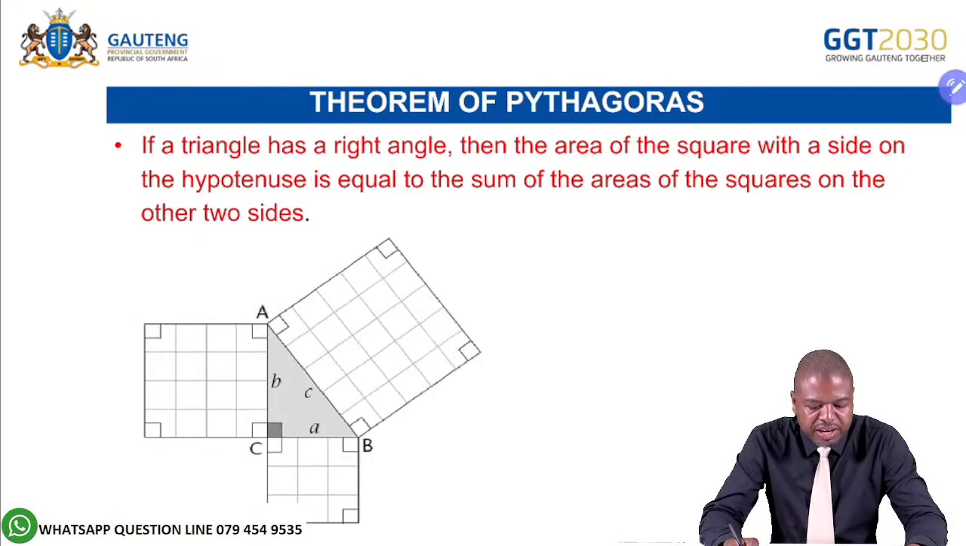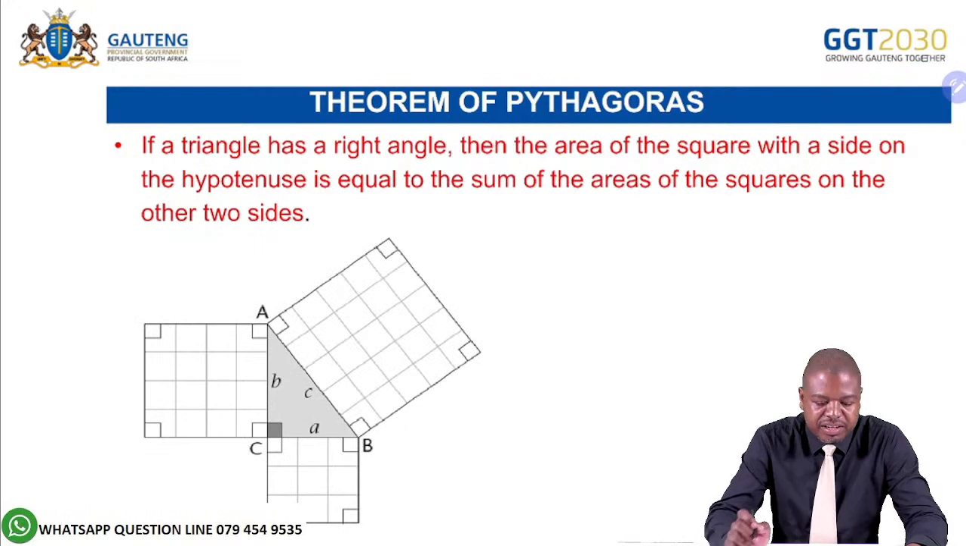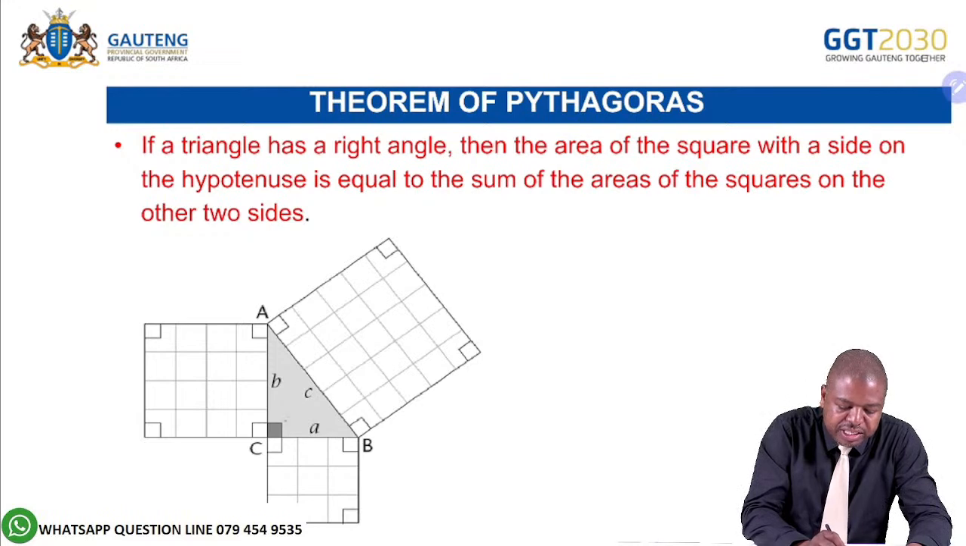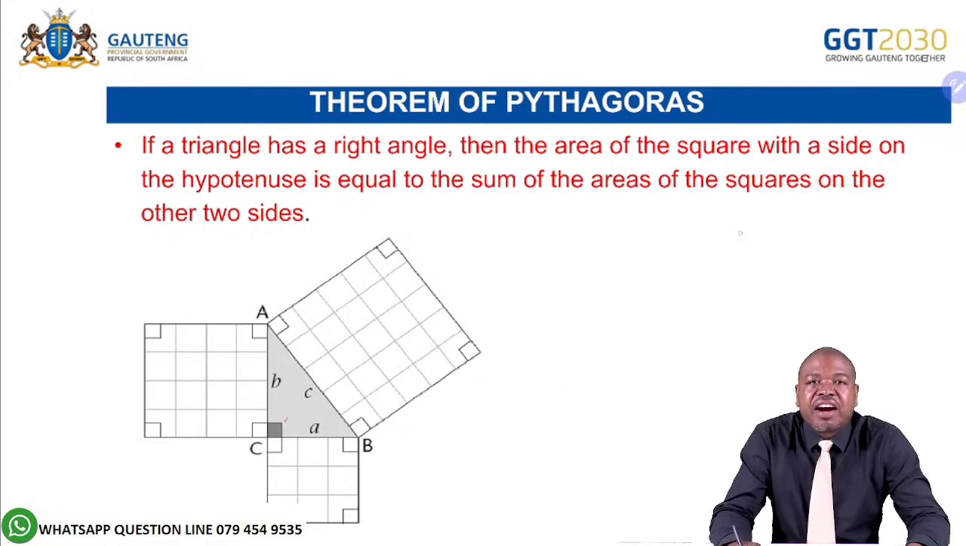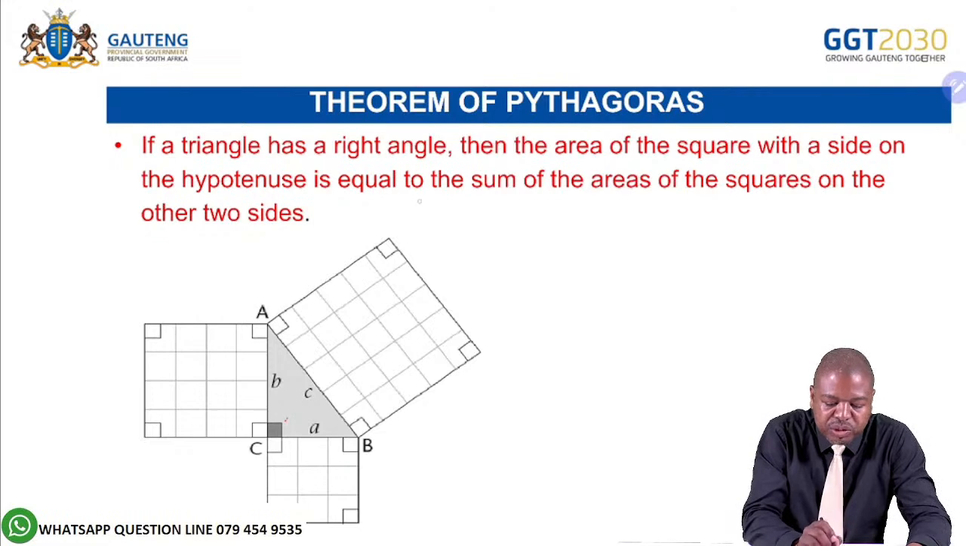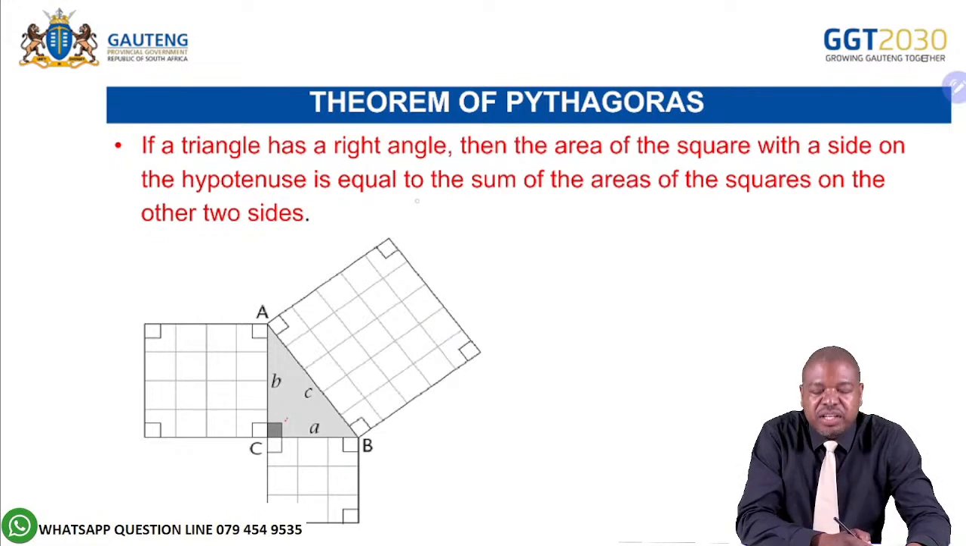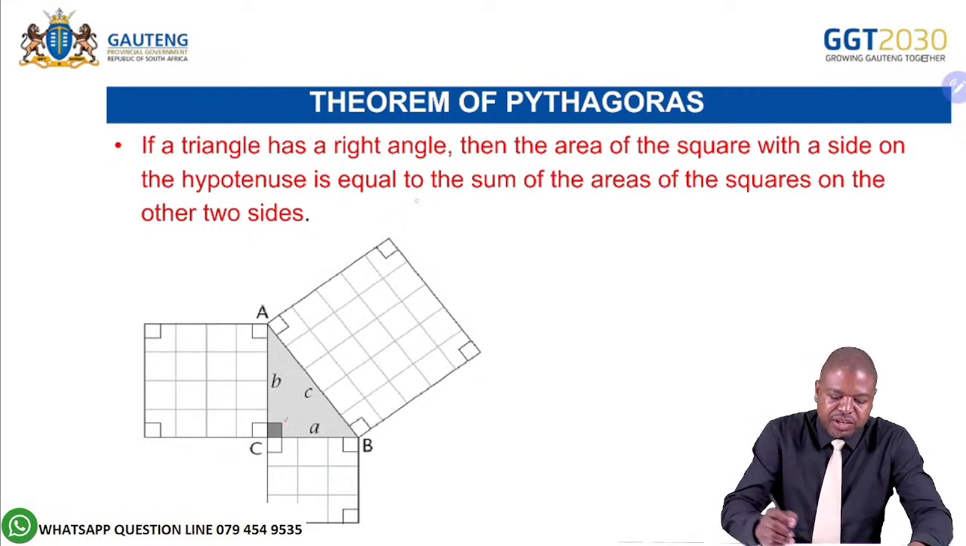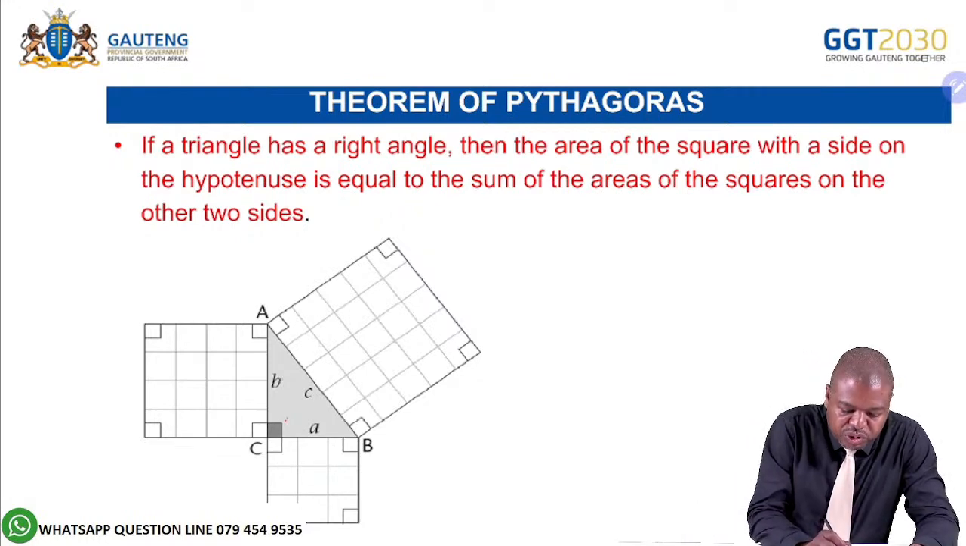If a triangle has a right angle, we all know a right angle, right? In this case, it is indicated by that sign. Then the area of the square with a side on the hypotenuse is equal to the sum of the areas of the squares on the other two sides. Let's quickly go through this together.